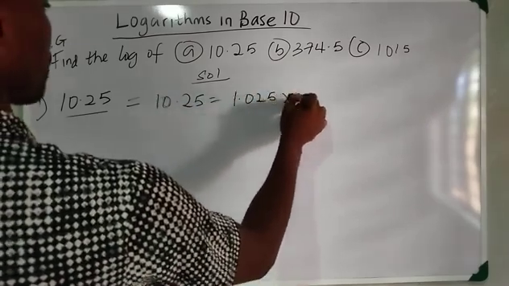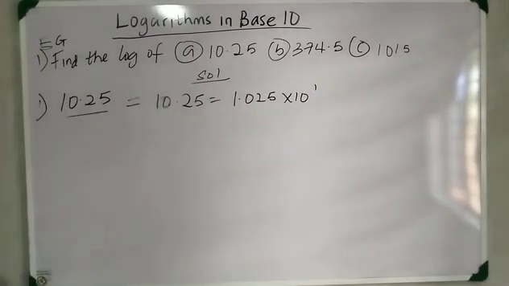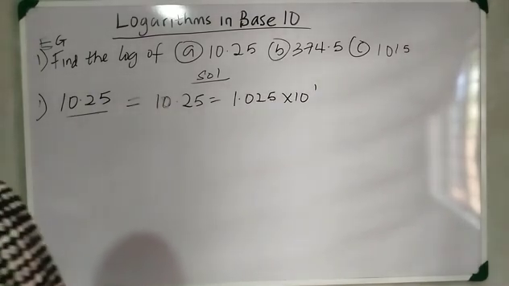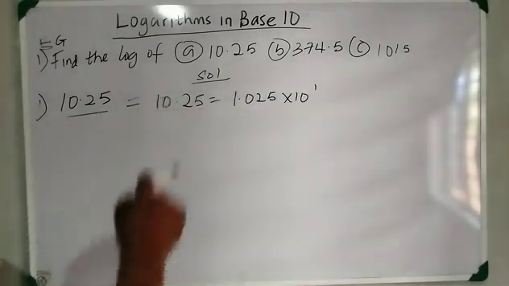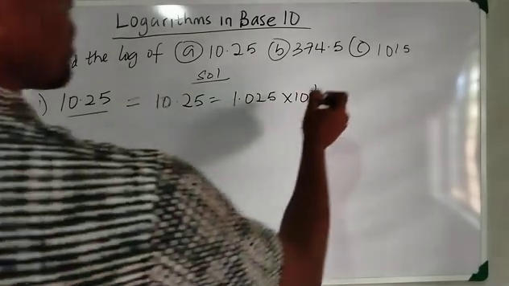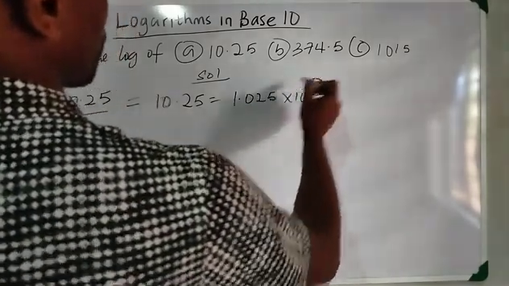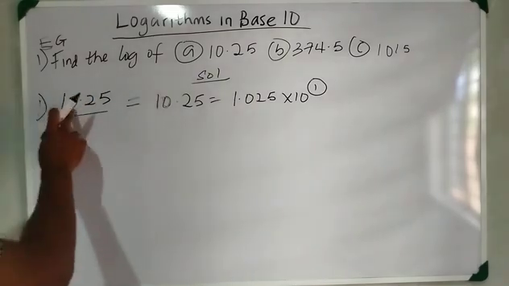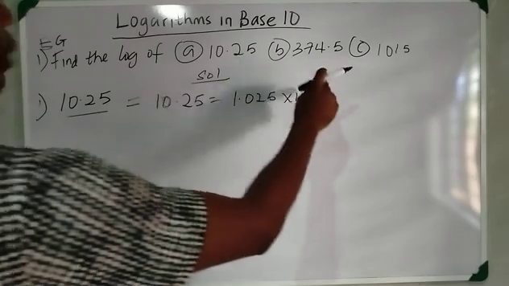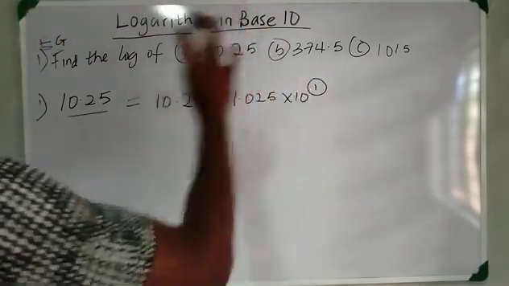1.025 times 10 raised to the power 1. Yes, so we've explained that. So if you notice, it's now in standard form. Now, the first part of our answer is the power you raise 10 to. That is the first part of our answer. After converting the question to standard form, the power of 10 is the first part of our answer.